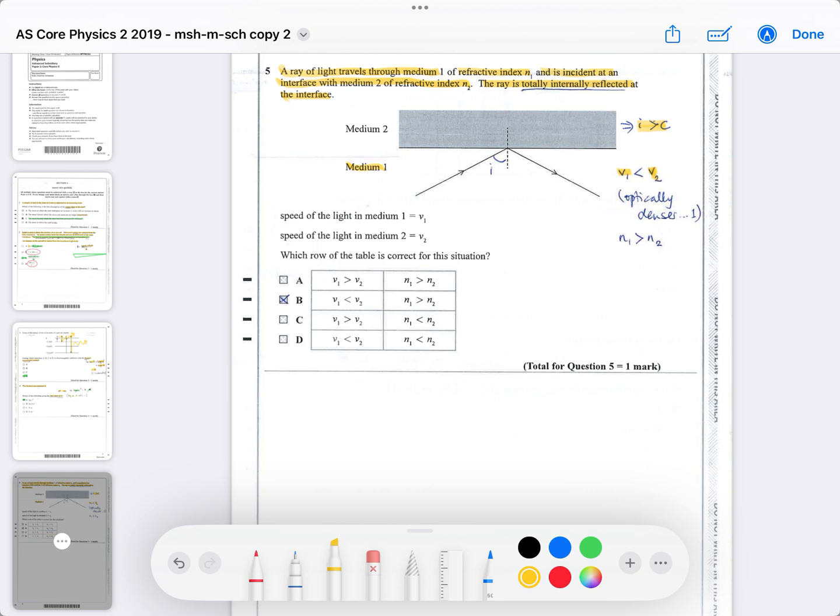V1 is less than V2 because medium 1 is optically denser. Otherwise it wouldn't be able to totally internally reflect, so we know that the refractive index n1 must be greater than n2. This is just from the information provided. They give you the speed of light in medium 1 as v1 and in medium 2 as v2, and they want you to work out which row of the table is correct. We already know v1 is less than v2, so that could be B or D, and we know n1 is greater than n2, which is B; the others have it the wrong way around. So the only one with both correct is B.